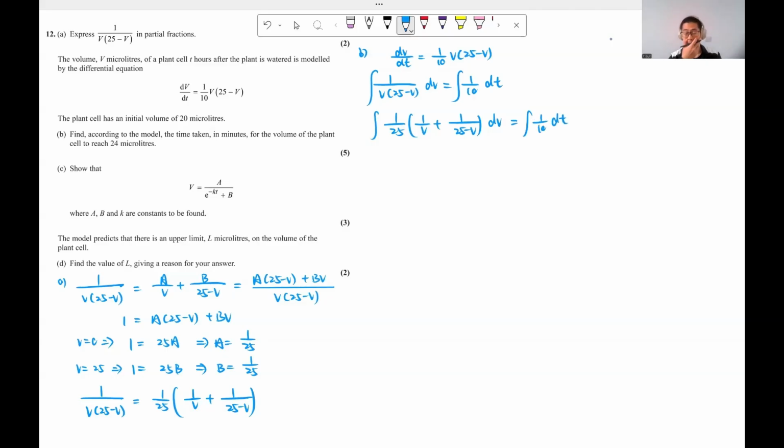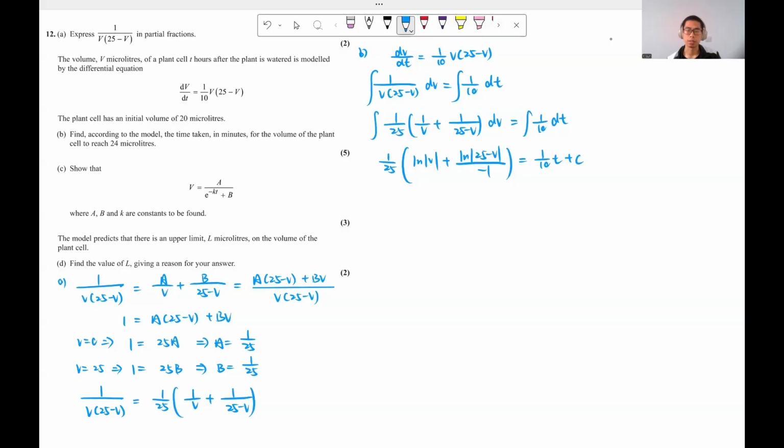And then now we can integrate it. So 1 over 25, we can just take it outside. And then integrate 1 over V, that's just ln V. And integrate 1 over 25 minus V. Because it's just a linear expression, that would be just ln of 25 minus V divided by the coefficient of V, which is -1. So divide by -1. That's equal to 1 over 10 t plus c.